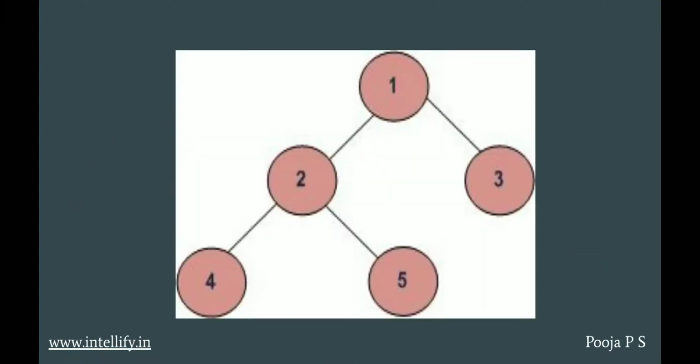So here I am considering a simple example. This is the simple tree that I am considering here. Here 1 is the root node, 2 and 3 are the child nodes of 1, and 4 and 5 are the child nodes of 2. If we count the number of leaf nodes in this tree, the count will be 3. That is, 4, 5 and 3 are the leaf nodes. So the count will be 3.